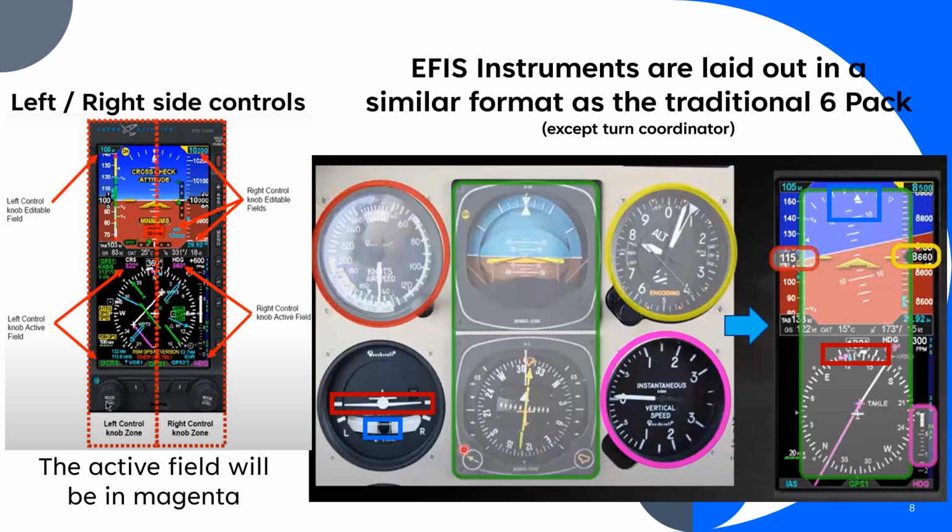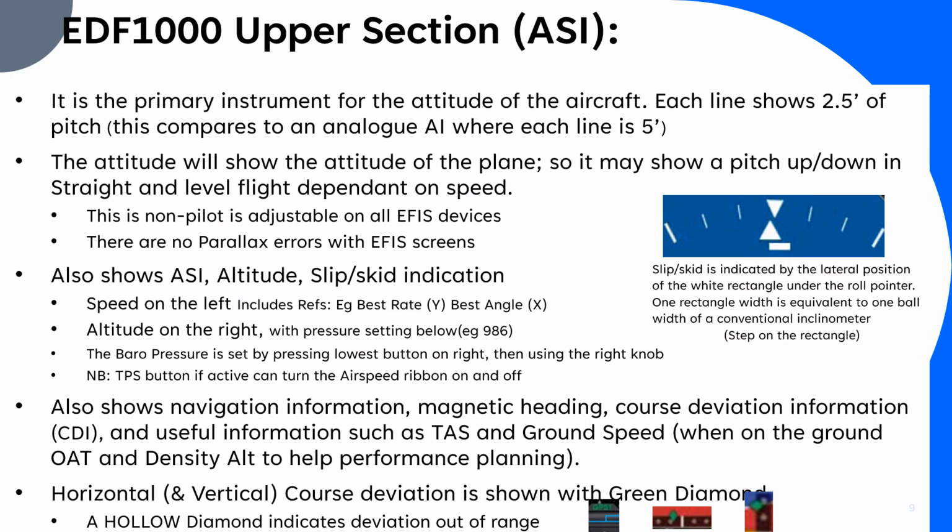The inclinometer, the ball, is indicated by a white line under the AI indicator at the top there. More on that in a second. So as you can see, the upper section of the PFD is the primary instrument to control the attitude of the aircraft. Each line on the attitude is showing 2.5 degrees of pitch. This compares to an analog AI where each line is 5 degrees.